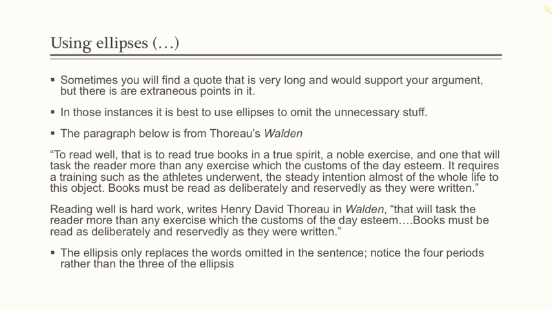Reading well is hard work, writes Henry David Thoreau in Walden, that will task the reader more than any exercise which the customs of the day esteem. Books must be read as deliberately and reservedly as they were written. The ellipsis only replaces words omitted in a sentence. So if you'll notice, an ellipsis itself is simply 3 periods in a row. But in the example, I have 4 periods. That's because the first period is the ending of the sentence that ends in esteem, and then the ellipsis, and then the new sentence begins. And we've kept the capital letter there.